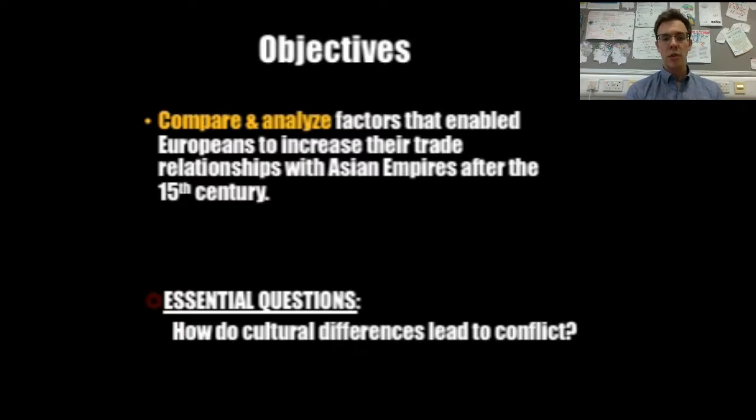Now, for this essential question, how do cultural differences lead to conflict? I want you to be thinking about that throughout this unit. And I also want you to be thinking about this objective. Compare and analyze these factors that enabled Europeans to really increase their trade relationships throughout the 15th century, the 16th century, the 17th century, and the 18th century as we go further on into the unit.